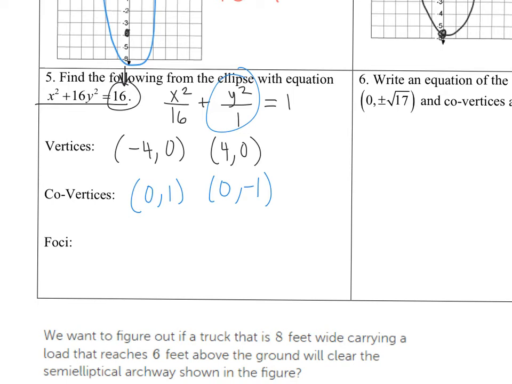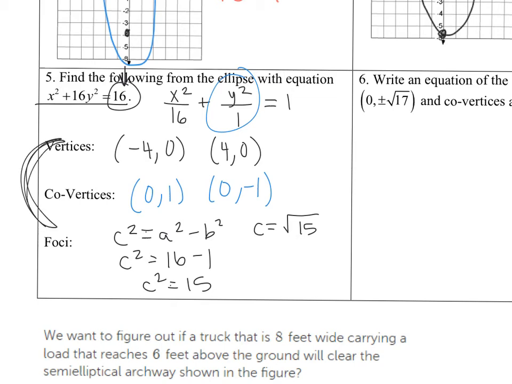And the foci I'm going to find by doing c squared equals a squared minus b squared. So the greater number is 16, so it's going to be 16 minus 1. So c squared is equal to 15, so c equals the square root of 15. Now the foci are on the same axis as the vertices. So the foci are on the x-axis, which means my foci are going to be at (-√15, 0) and (√15, 0).